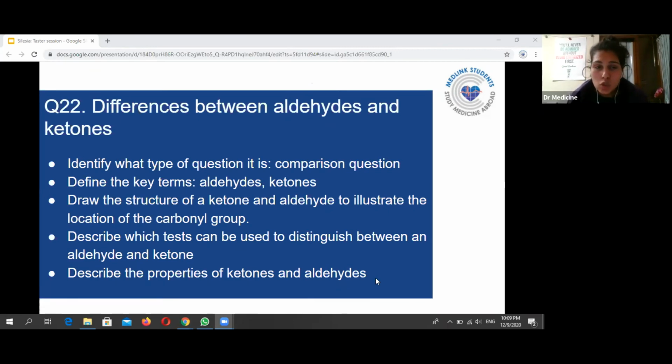Then we could also draw the structure of a ketone and an aldehyde to illustrate the location, because the difference between them is the location of this carbonyl group. In aldehydes, where is the carbonyl group found? Is it found at the end of the chain, or is it found within the chain, within the carbon backbone? Where is the carbonyl group located in an aldehyde?